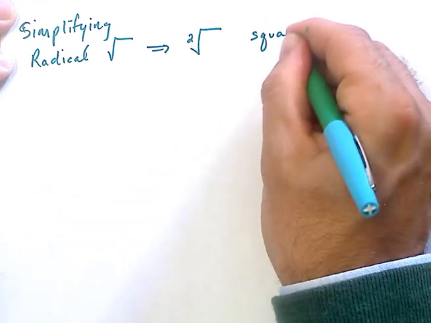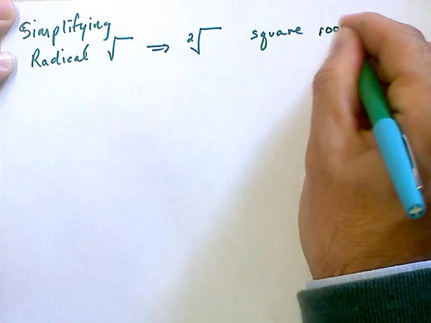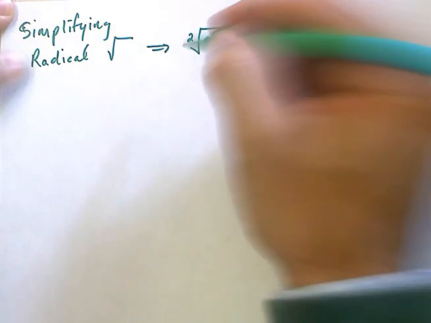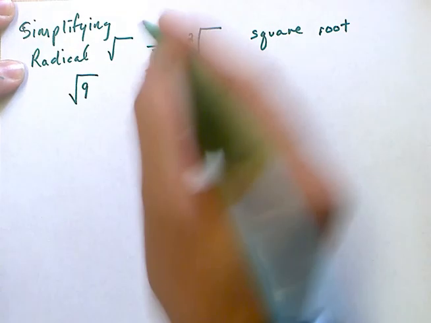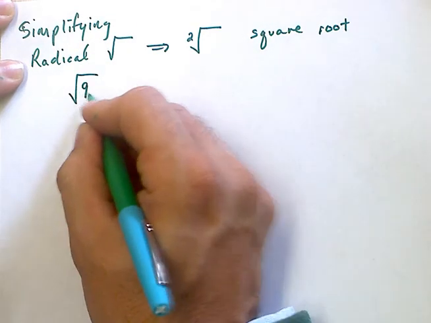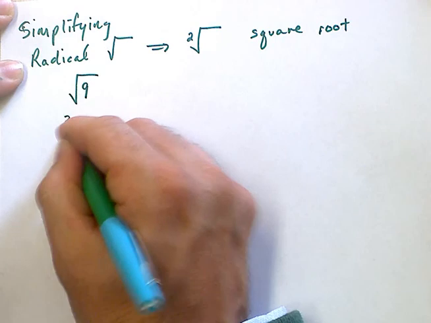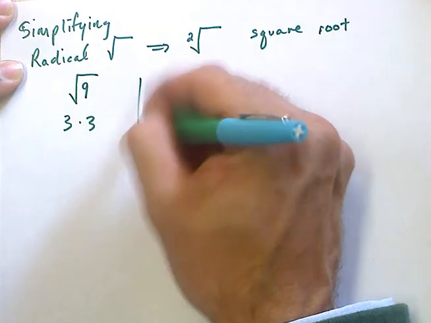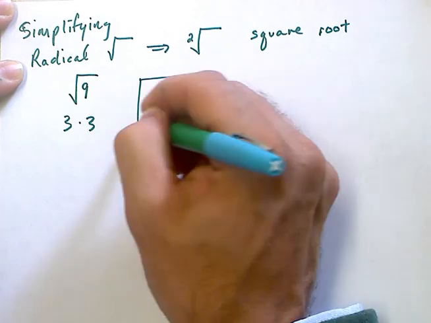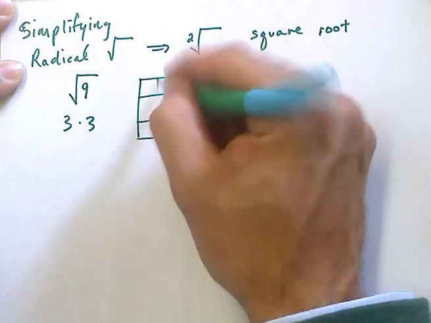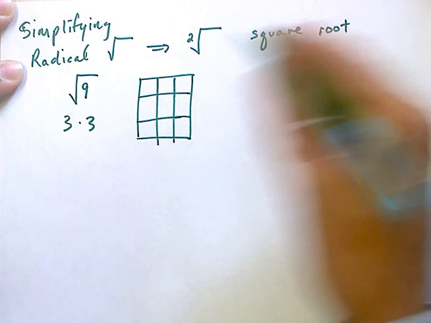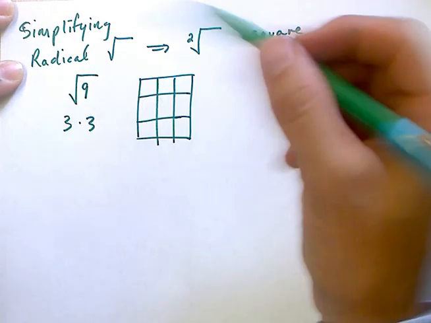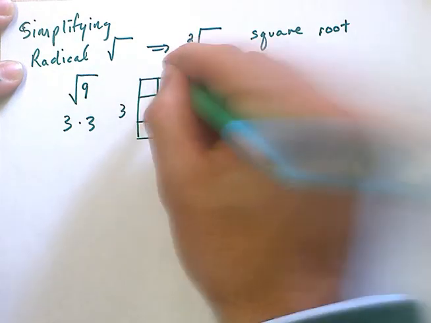A square root is looking at a certain number, let's say 9, and saying to yourself, what number times itself would give you 9? So that's a 3. 3 times 3 would give you 9. You're looking at it from a square perspective, meaning how could I make a square out of 9 pieces? I can make it out of a 3 and a 3.